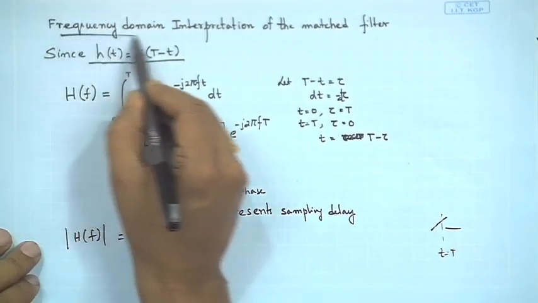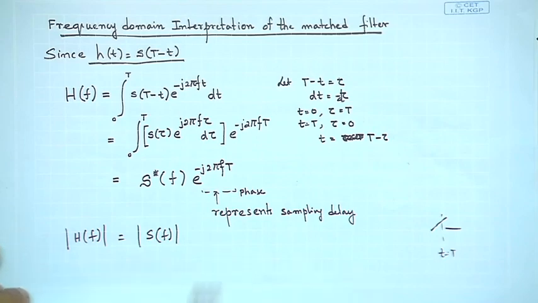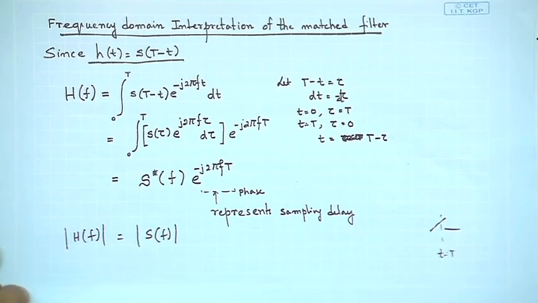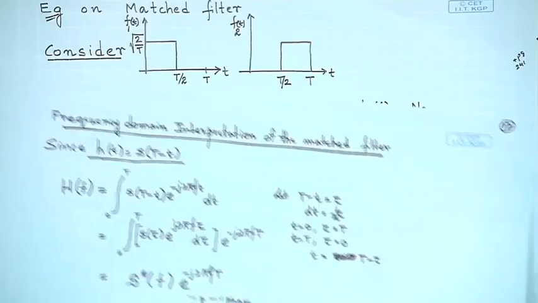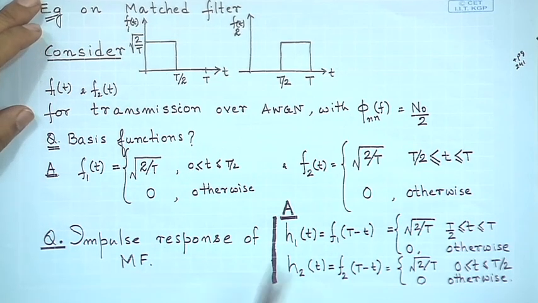So, this is the frequency domain interpretation of the matched filter, and you could calculate the signal to noise ratio even in the frequency domain; the results would turn out to be the same. These are some of the important things we should remember. With this, let us move forward and take an example on the matched filter.